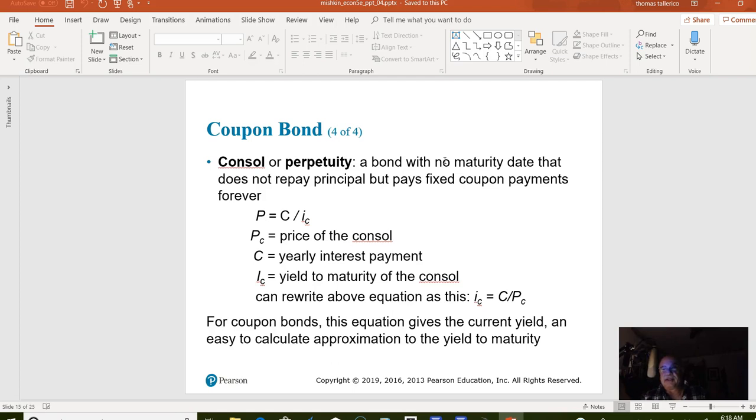All right, a perpetuity, there's nothing simpler than a perpetuity math-wise. They call it a consol, but the price of the bond is the yearly interest payment divided by the yield to maturity.